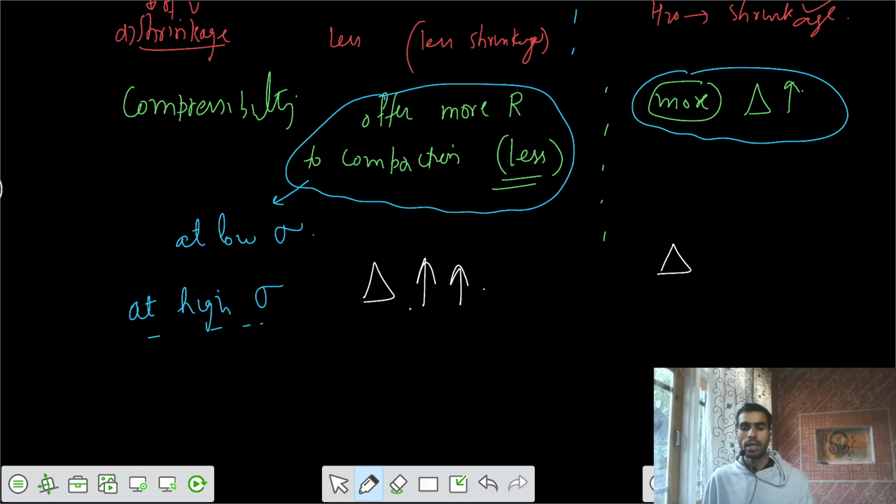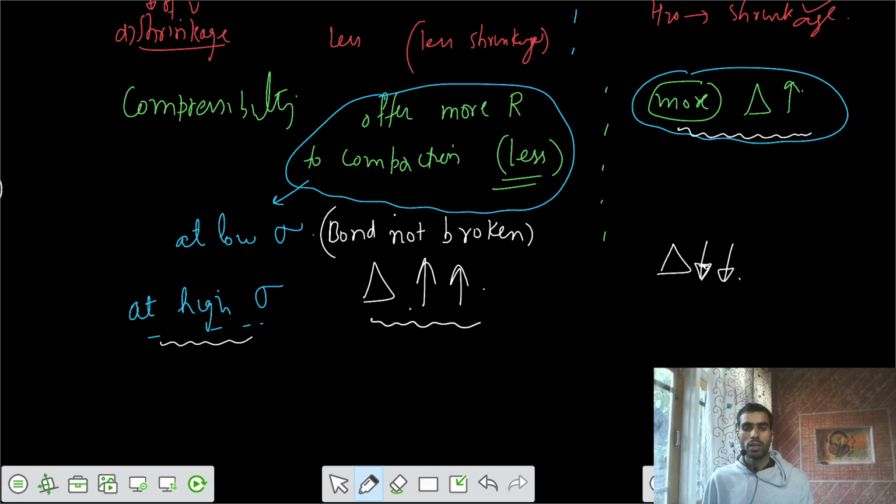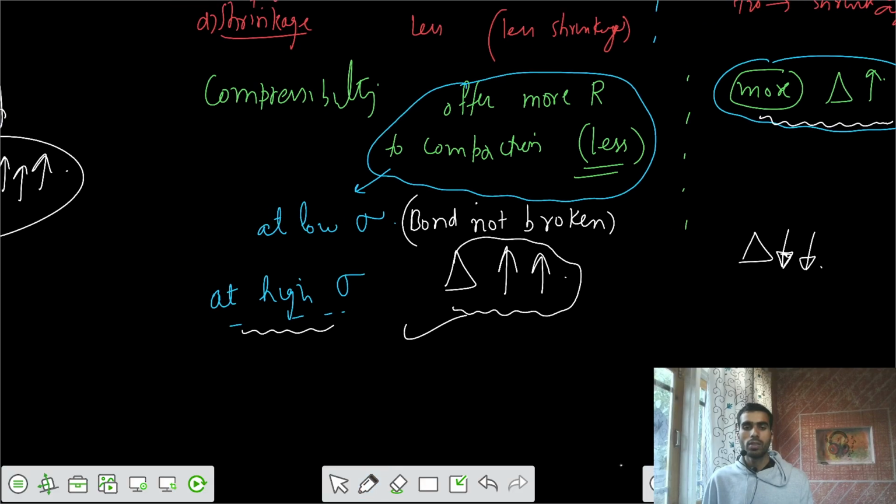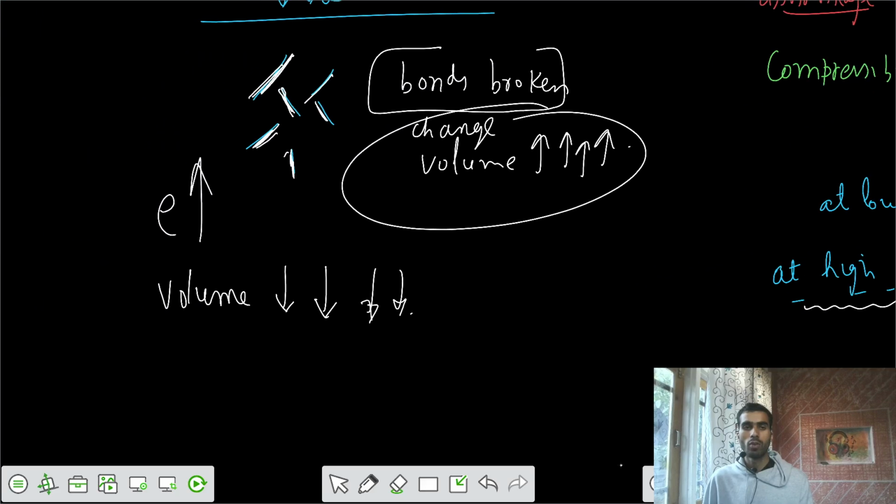If you compare with respect to the dry side, delta at that time would be more. But if the stresses were low, that means bonds are not broken. In the initial case, bond is not broken. At that time, your compressibility on the dry side is less, but on the wet side we are having more compressibility. But if the stresses are more, your compressibility is more on the dry side because bonds are broken, so your decrease of volume is more.